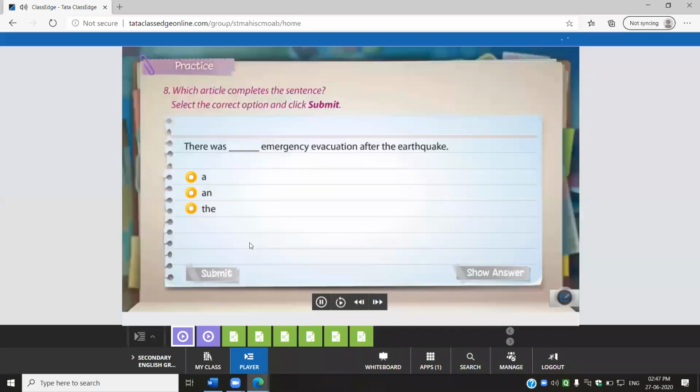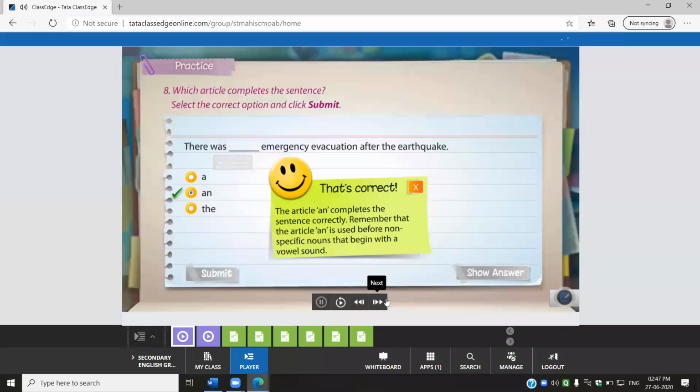Which article completes the sentence? Select the correct option and click Submit. That's correct. The article an completes the sentence correctly. Remember that the article an is used before non-specific nouns that begin with a vowel sound.